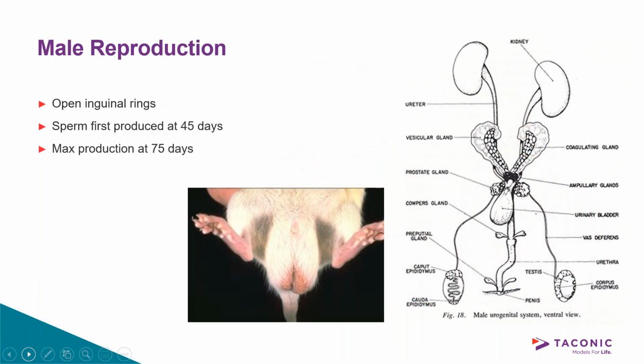So, male reproduction. As I said, they have those open inguinal rings. And here is a male. This one's pretty obviously a male. They have very large testes for their body weight. You can also see in this diagram of the urogenital system that they have a lot of accessory sex glands that help with the formation of the vaginal plug, for example. You just want to be aware that they have some of these other structures and that they're normal.